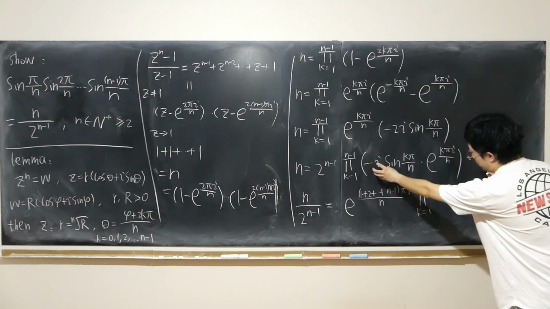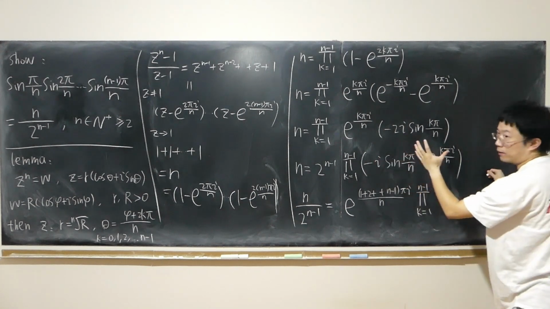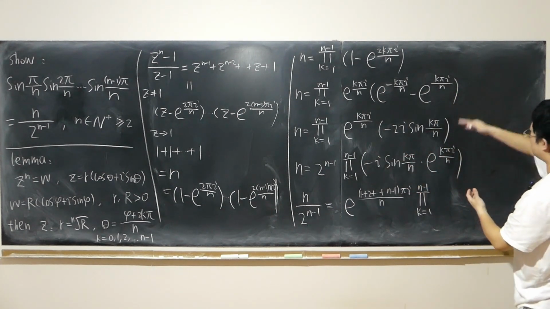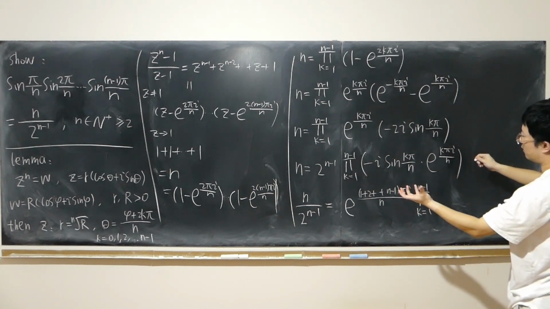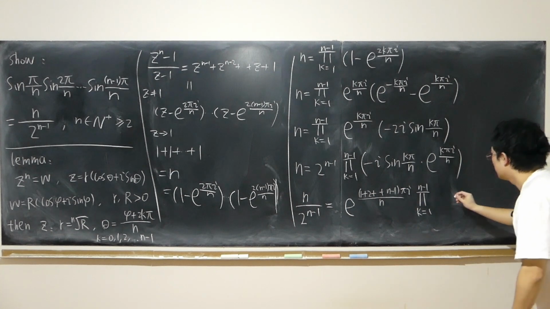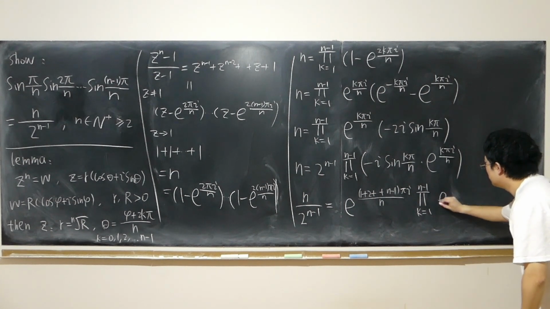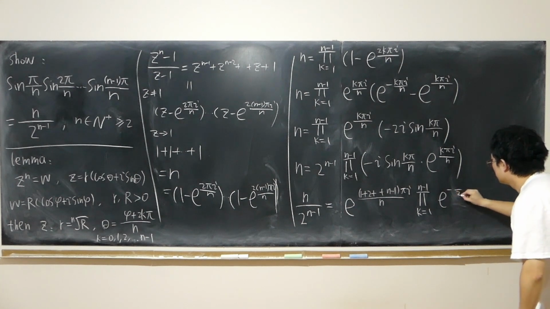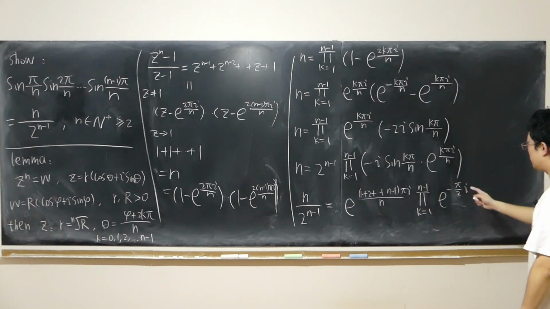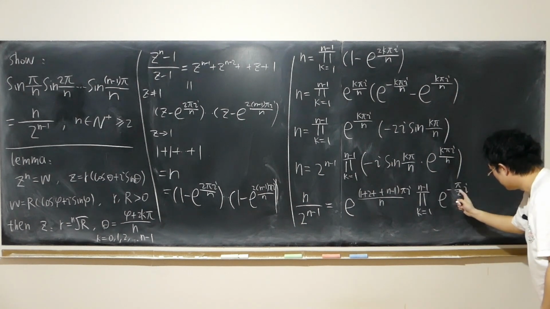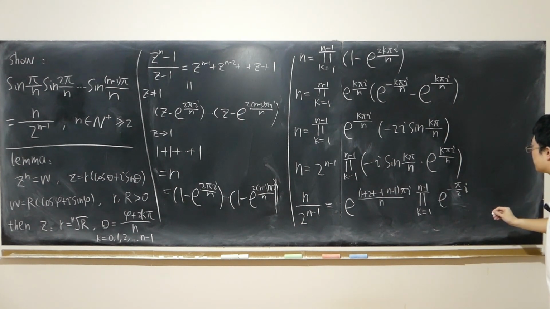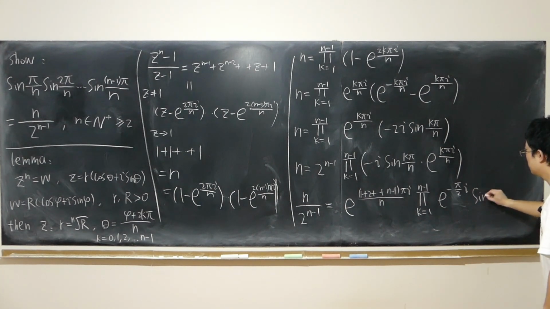Like I said, negative i can be rewritten into exponential form, right? The principal argument of negative i as a complex number is right down here, so it's negative half pi. That's the angle, right? So it can be written as e to the negative half pi times i, right? That's its exponential form. Then of course I still have sine k pi over n.